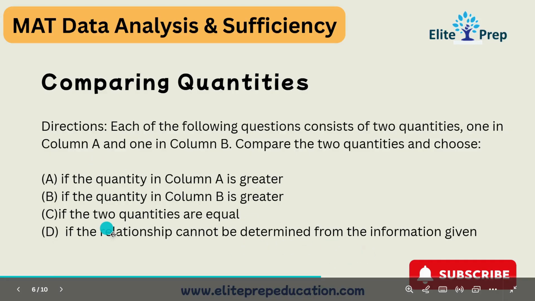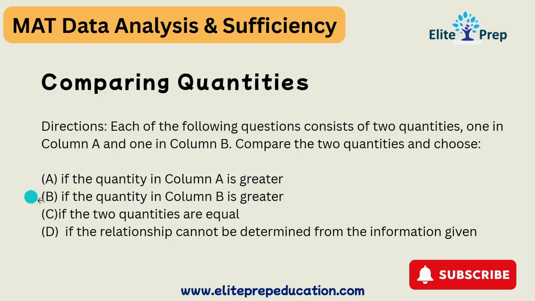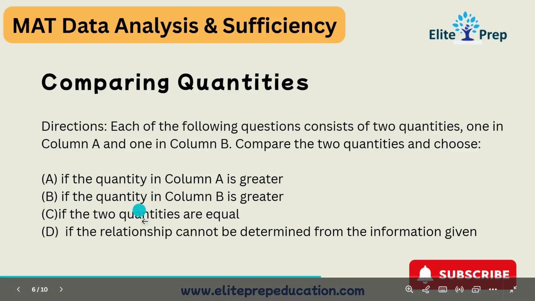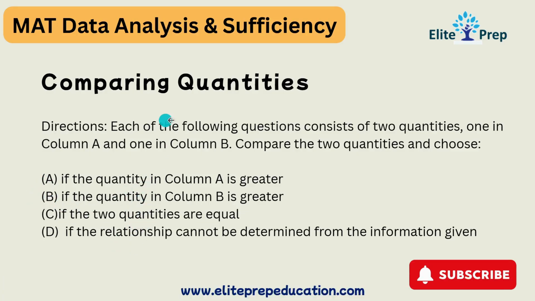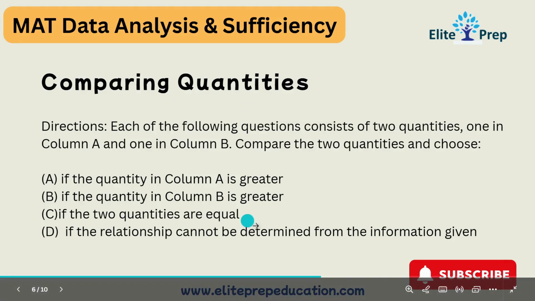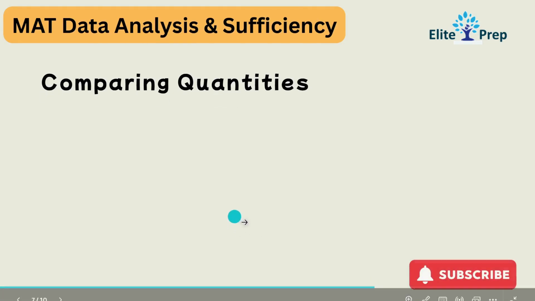These are the 4 answer choices, but they can be slightly shuffled also. Sometimes A and B are interchanged, and somewhere they can be shuffled. But these are the standard 4 answer choices you get for comparing quantities questions. We'll see the sample questions one by one.